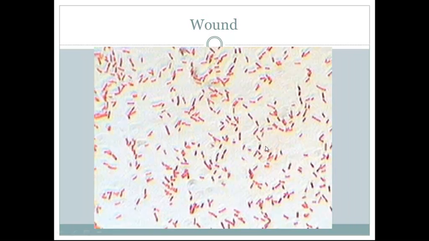So here's a wound. This one's hard to see, also a little bit blurry. So these are reddish pink. So you got gram-negative, and they are circular, and they are in pairs. So you have gram-negative diplococci.